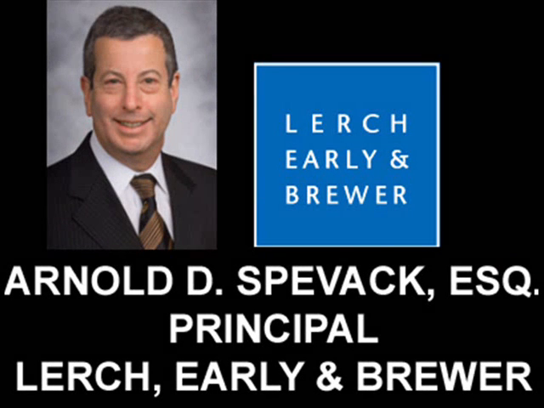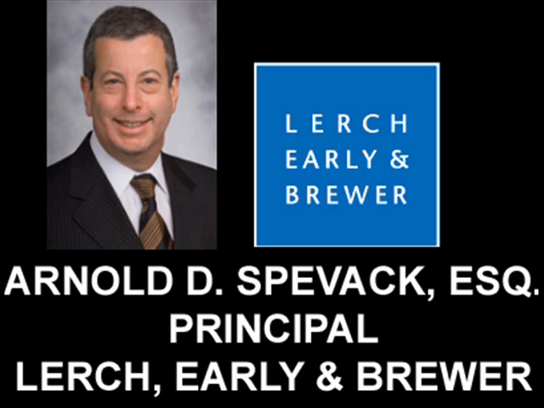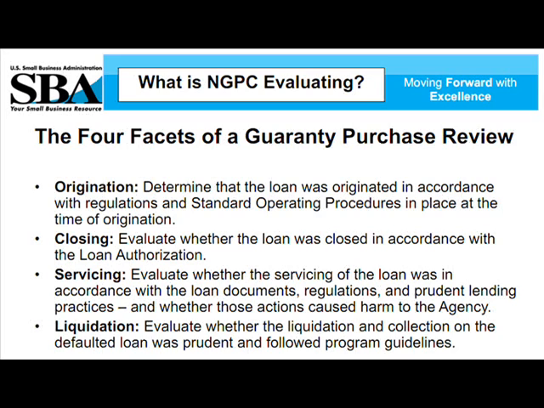There are four facets of the guarantee purchase process. The first one is the SBA is going to look and see how the loan was originated. Was it an approved loan? Was the borrower eligible, and was it an eligible business transaction? And the SBA is going to look to ensure that the loan was originated in accordance with the federal regulations and also with the SBA SOP, or Standard Operating Procedures, which were in effect at the time the loan closed.